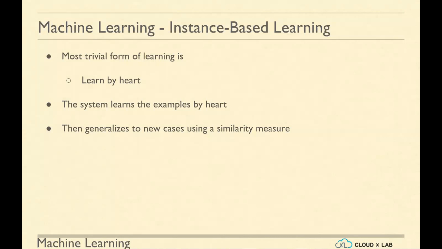Instance-based learning, as in just memorizing things. It happened in this case, it happened in that case, and so on, memorizing everything. And when a new thing happens, we compare which one is the closest to this new instance, and then give the answer based on that. All right.